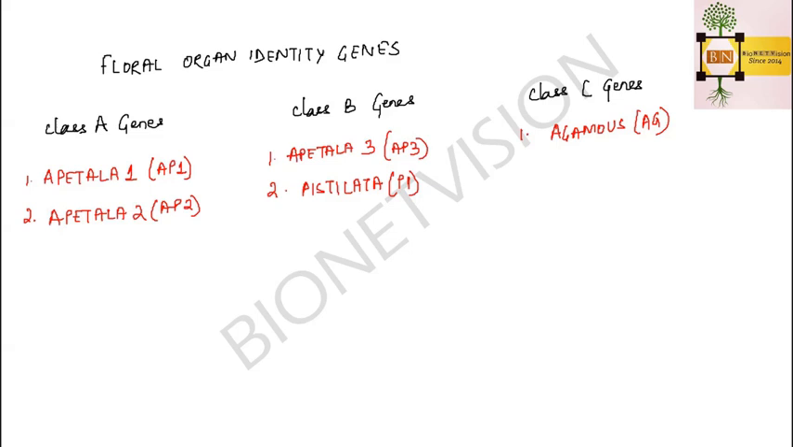Now we need to know the floral organ identity genes. We studied the meristem identity genes in the last slide. Now the next includes floral organ identity genes. This slide is very important for all of us. They are grouped under class A, class B and class C genes. All of these genes help in determining the floral organ identity. Class A genes are Apetala 1 and Apetala 2. Class B is Apetala 3 and Pistillata, and class C includes Agamous. Please learn these gene examples by heart.